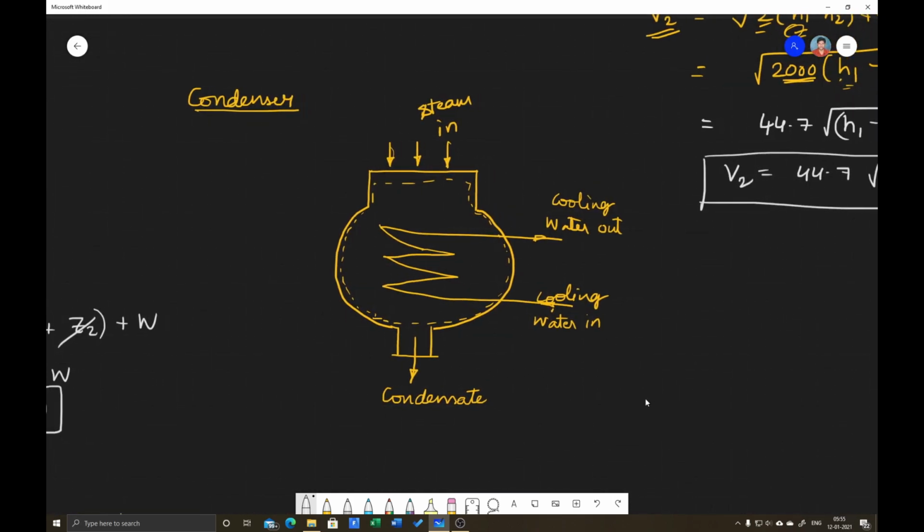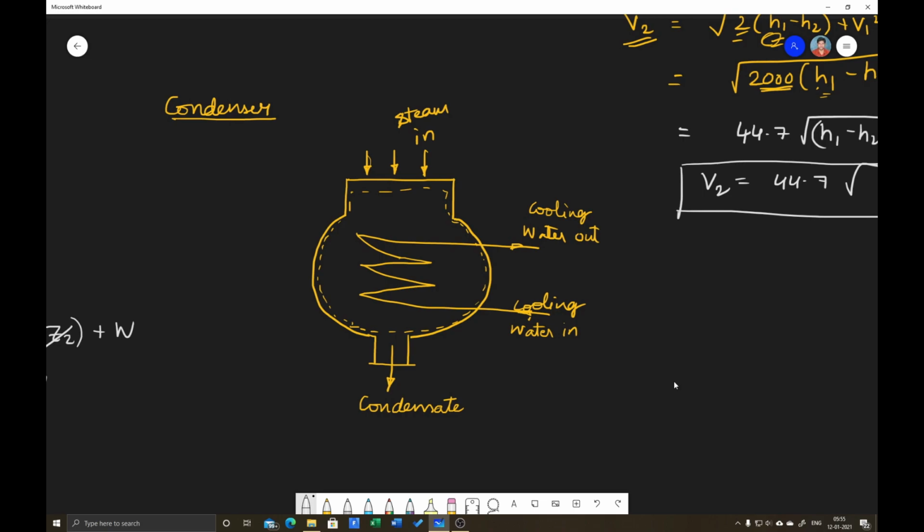Okay. Next we will go with the condenser. The purpose of a condenser is, as the name indicates, to condense. Condense means steam is getting converted to water. Whenever the steam condenses, it is called steam condensate. Condensate means it is water only, but the term refers to water that has just now condensed from steam.